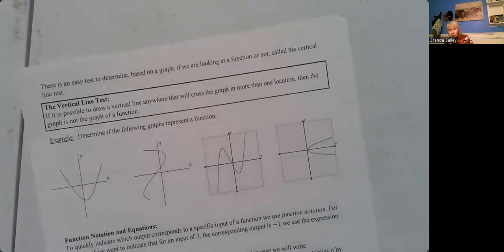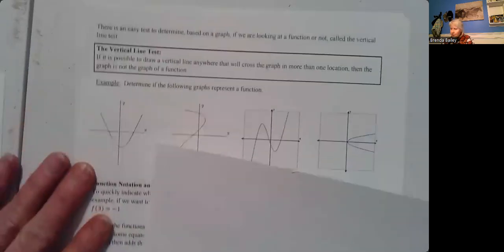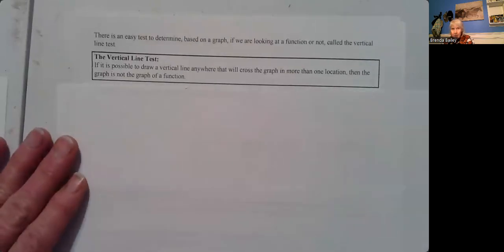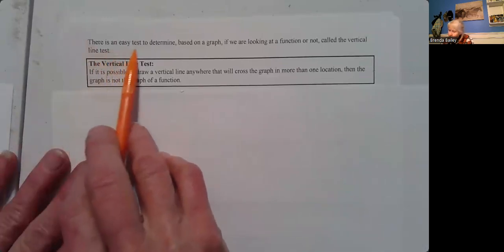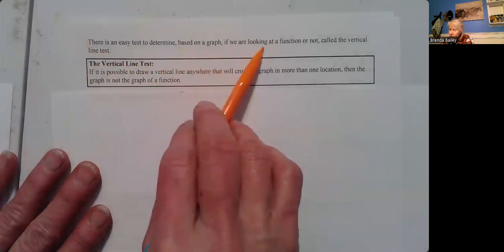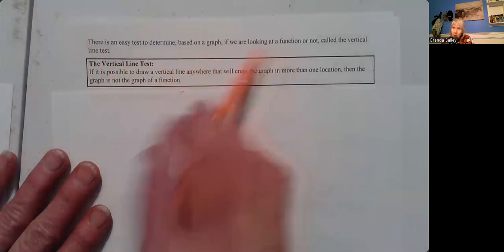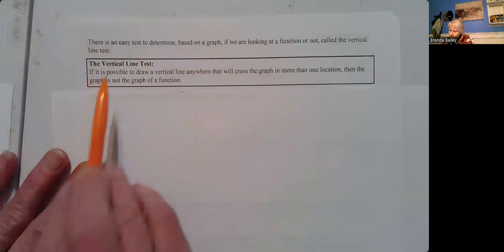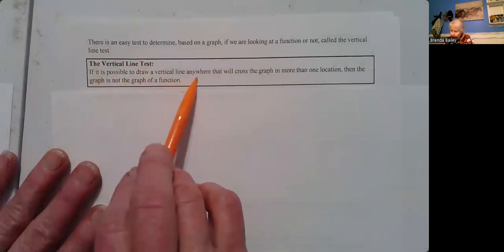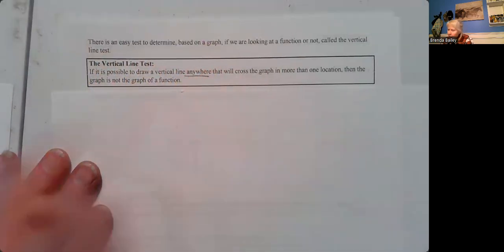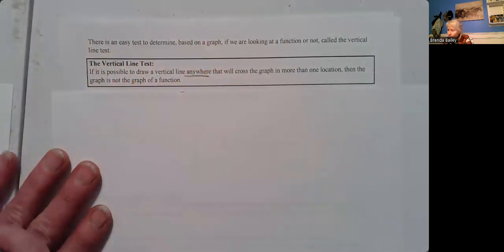Now, I told you on the last page that they were all functions. But what we're going to do on this page is determine, looking at the graph, if it's a function or not. There is an easy test to determine based on a graph if we are looking at a function or not. It's called the vertical line test. If it is possible to draw a vertical line anywhere that will cross the graph in more than one location, then the graph is not the graph of a function.